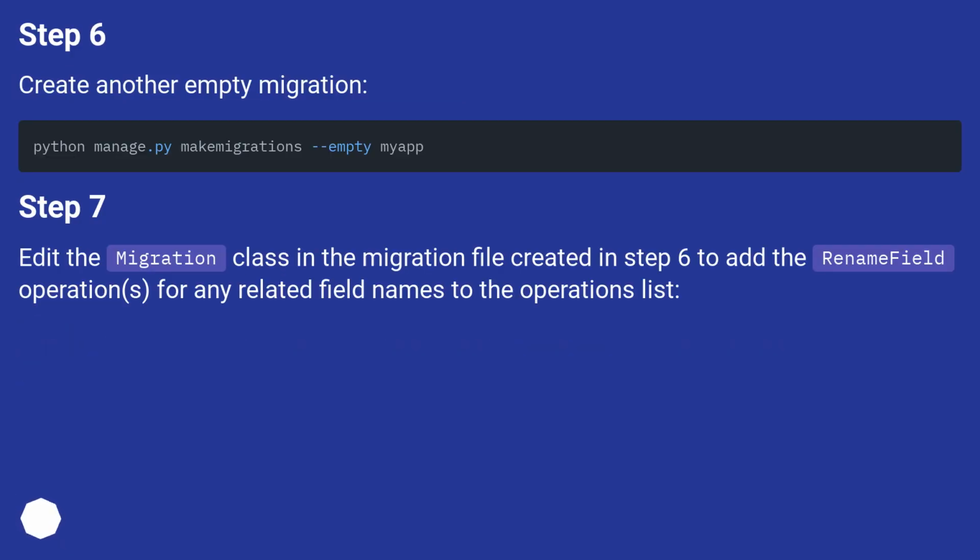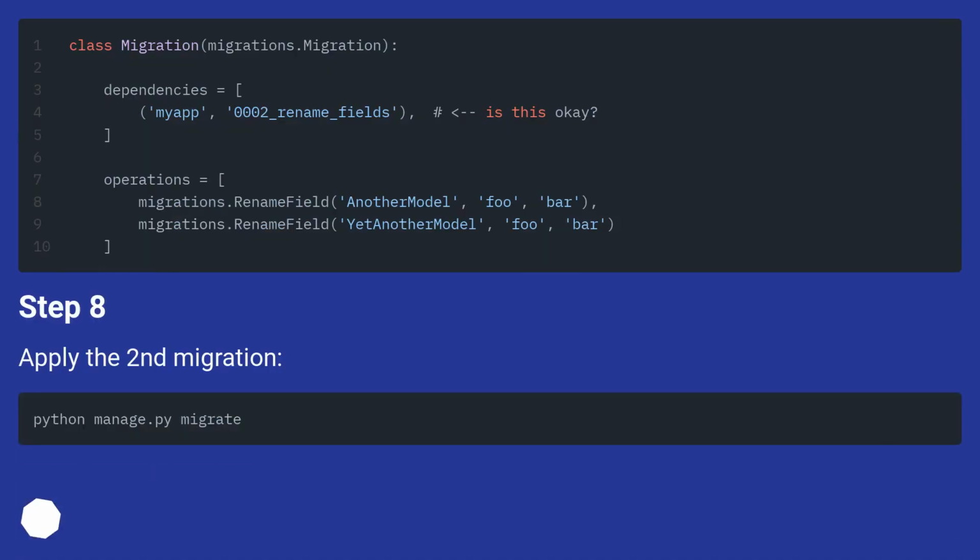Step 6. Create another empty migration. Step 7. Edit the migration class in the migration file created in Step 6 to add the rename field operations for any related field names to the operations list. Step 8. Apply the second migration.